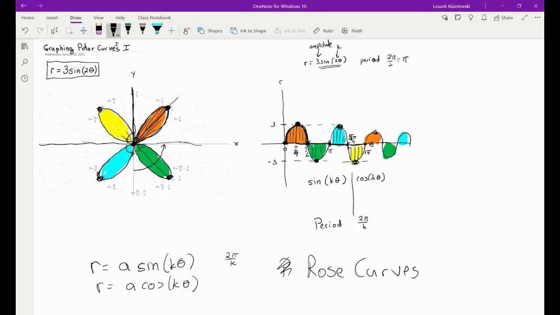So if you're dealing with a rose curve, you can just figure out the values of theta where r is 0. And number 2, find the thetas where r is maximized or minimized, so where sine or cosine are plus or minus 1.